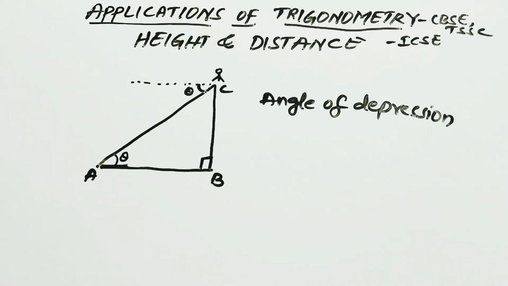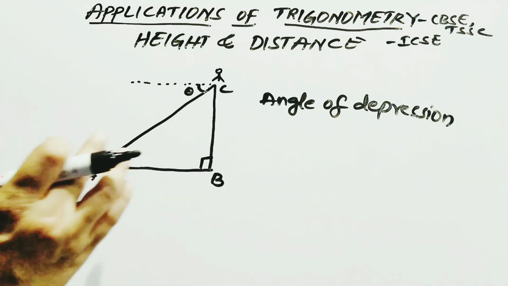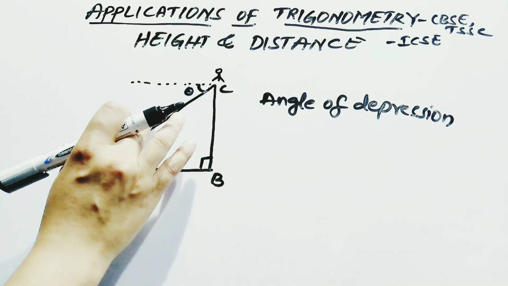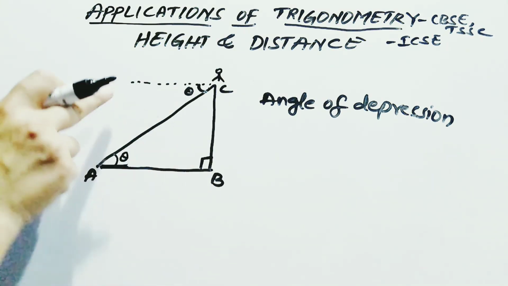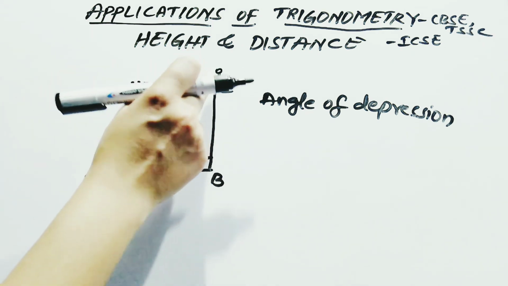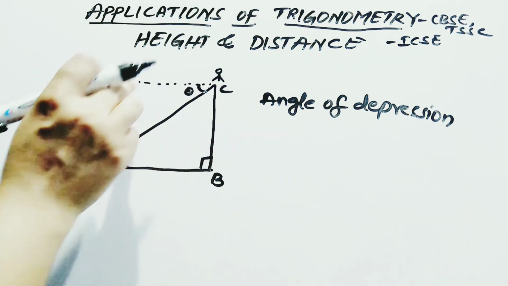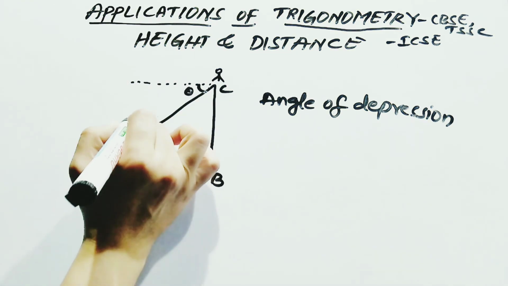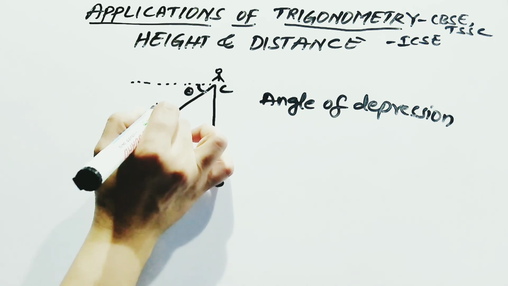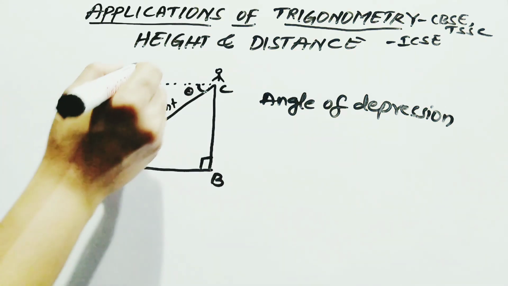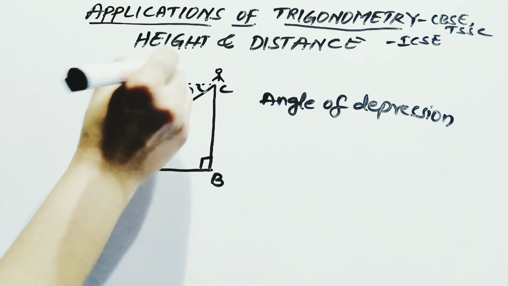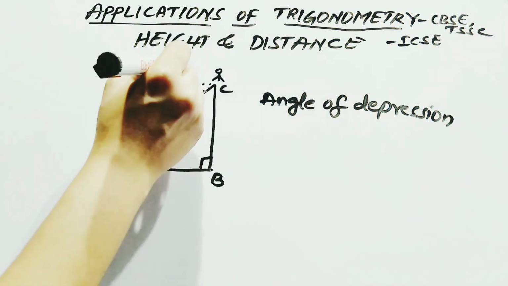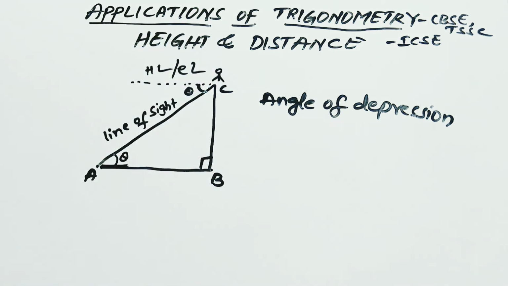This is called the angle of depression. What is the angle of depression? The line of sight is below your horizontal line. This is your horizontal line because the observer's eye level is here. This is your line of sight. This is your horizontal line or eye level. EL means eye level.